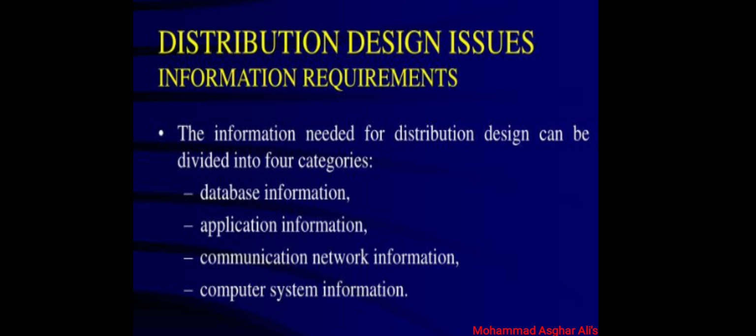Now the last one is information requirement. The information needed for distribution design can be divided into four categories: the database information, application information, communication network information, and computer system information. So these are the distribution design issues.